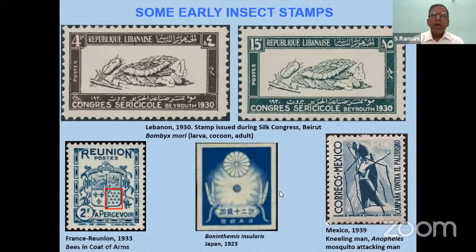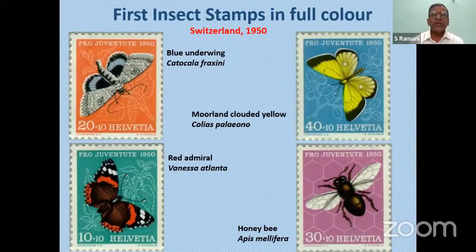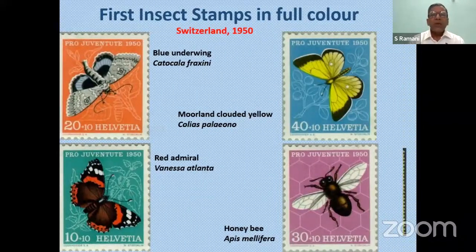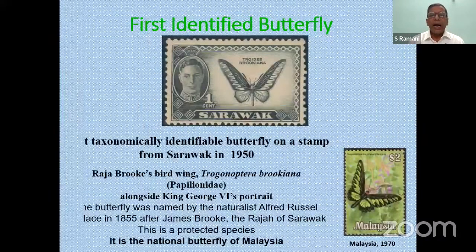The first stamps that were produced in color were in 1950 by Switzerland. And you can see here four stamps which have been produced, three of them butterflies and one bee, where the names can be seen, but the names are not featured on the stamps. But the names, we can find out what those species are using techniques. That is, you can identify the insects that have been featured on them. So these are the first colored stamps of insects in 1950.